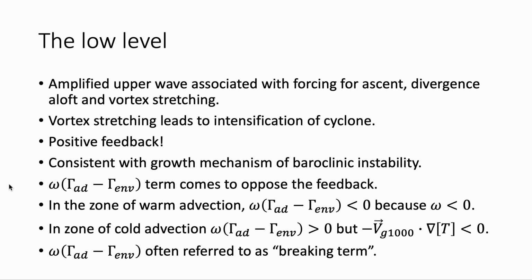But in the zone where we have warm advection, in that case we typically have ascent, and so in this case, this term is all negative. Okay, so omega is negative. This is typically positive. Okay, because the adiabatic lapse rate, or the environmental lapse rate, is usually sub-adiabatic. So this is usually a positive term, and so this will be negative.